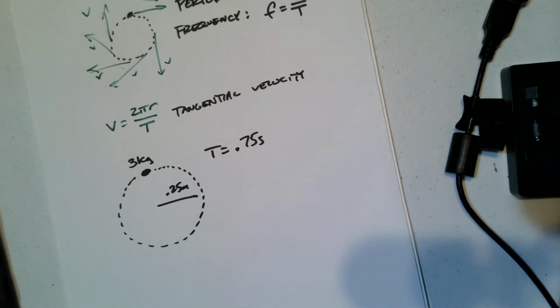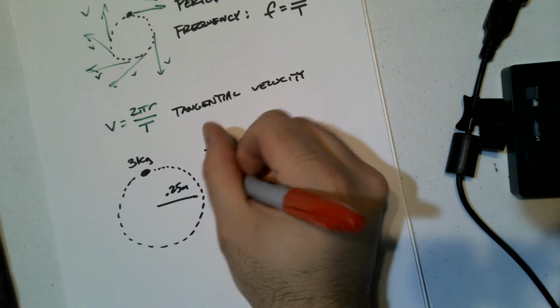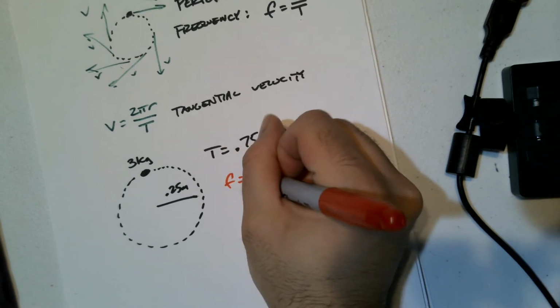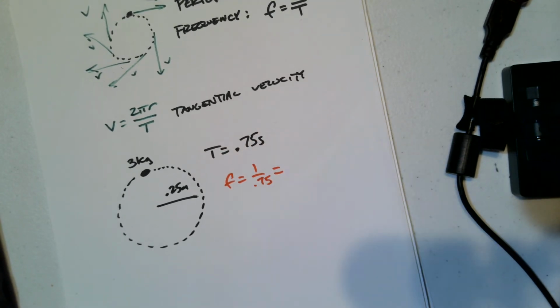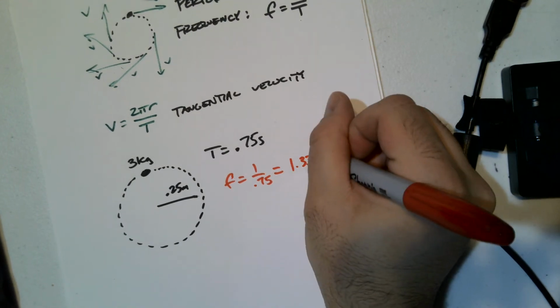So this is pretty easy to calculate, all of the things that we just reviewed here. The period's 0.75 seconds. If we want the frequency, it would be 1 over 0.75. Remember, that is units of inverse seconds, which is what we call a hertz, and that is abbreviated with a capital H, lowercase z. So that would end up being 1.33 hertz.